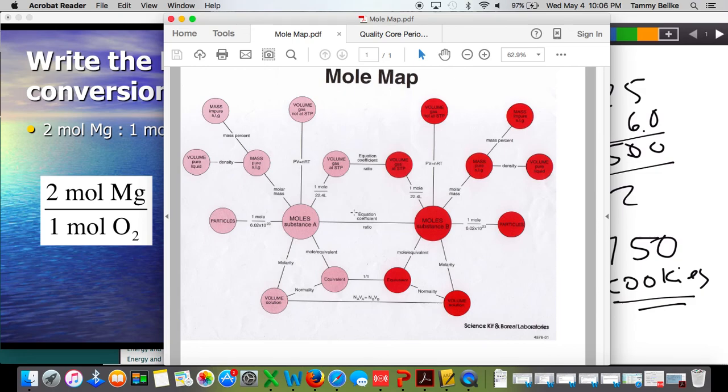Mole ratio is easier to say. But equation coefficient ratio is really more descriptive of what it is. So the mole ratio is always going to be the conversion factor that gets you from the left half of the mole map to the right half. Okay? The only way to get from moles of A to moles of B is using the mole ratio.